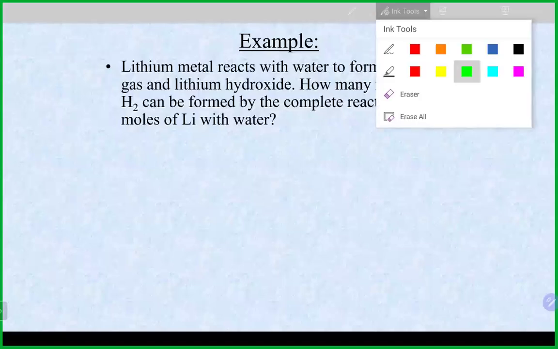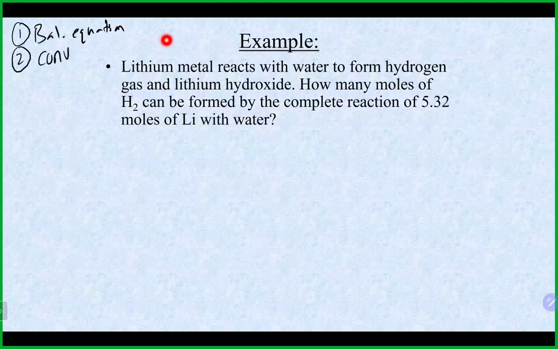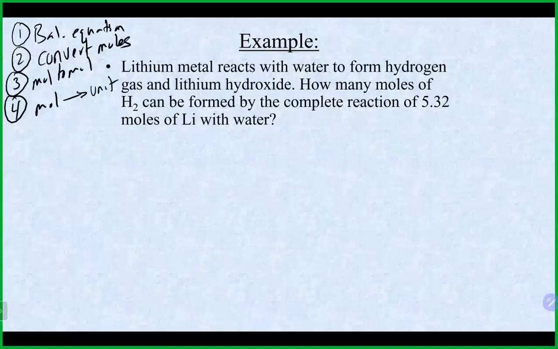Again, follow those 4 sort of steps. Once again, you need a balanced equation, which I don't see, so I would probably start there. You need to convert to moles. You need to do the stoichiometry mole to mole. Okay, so let's take a look, see how you're doing.